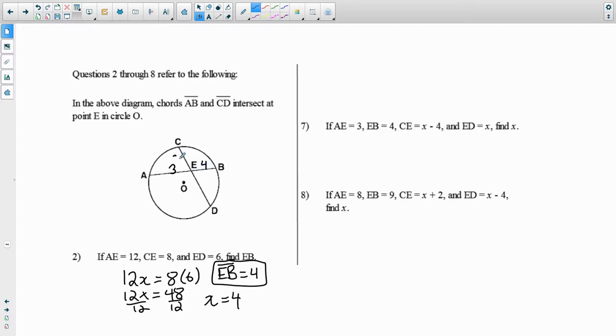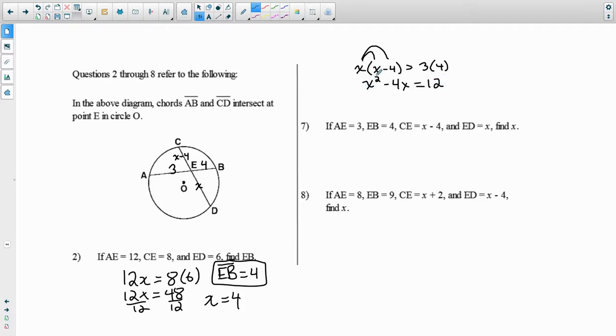CE is x minus 4 and ED is x. Okay, well, just because I have some representations and some binomials doesn't mean I can't just go forward with the very simple theorem that part times part will be equal to the other chord's part times its part. Well, now I do have to remember to distribute this. So I am going to get x squared minus 4x is equal to 12.